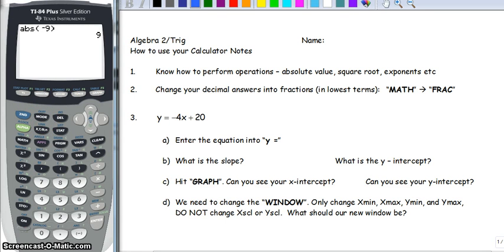Alright, the second one is the square root. So if you look down the left-hand side of your calculator, you'll see the square root above the x squared button. And you notice that on my calculator, it's in blue. So you want to hit second x squared. And let's do the square root of 9. We get the square root of 9 is 3.